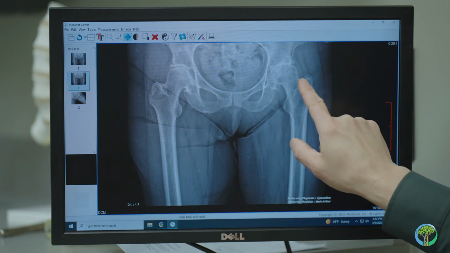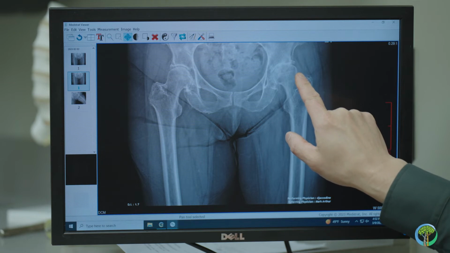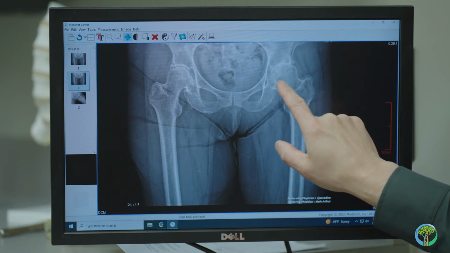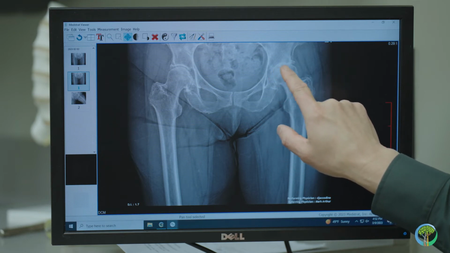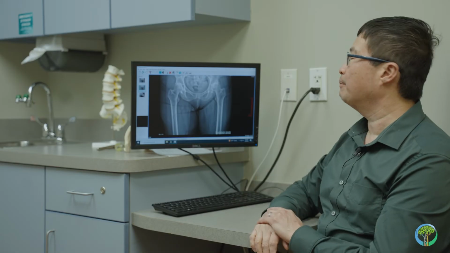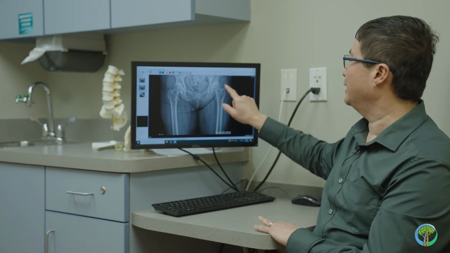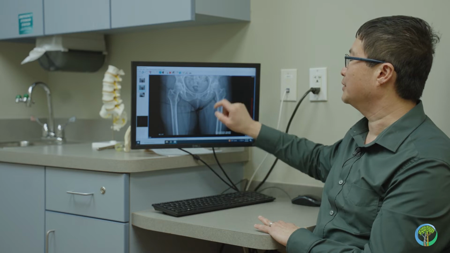On the left-hand side here, or your right, there's significant arthritic changes. You can see that the ball's no longer round and you no longer see that space. That is what we call bone-on-bone arthritis. In addition, you can sometimes see bone spurs.